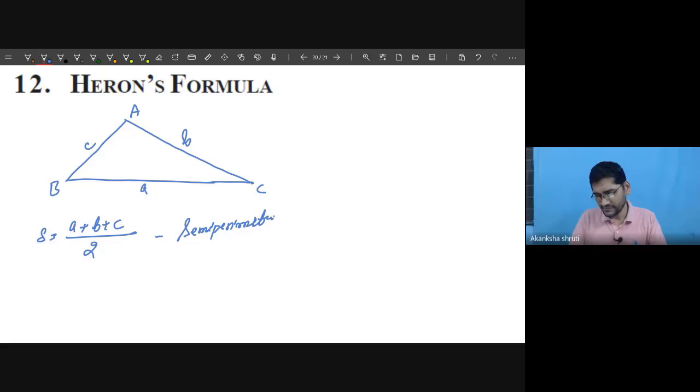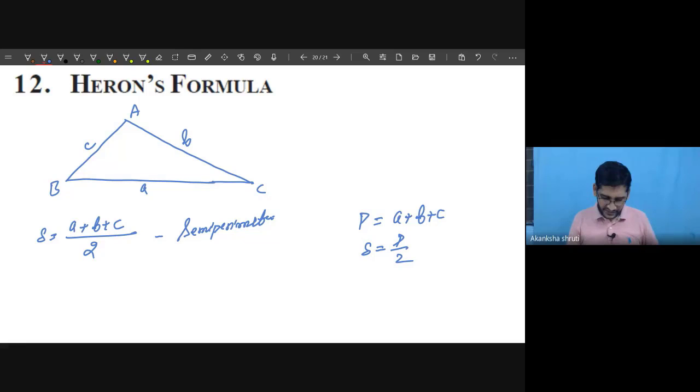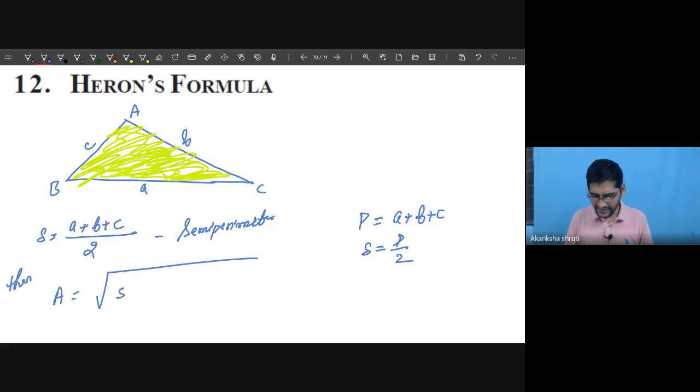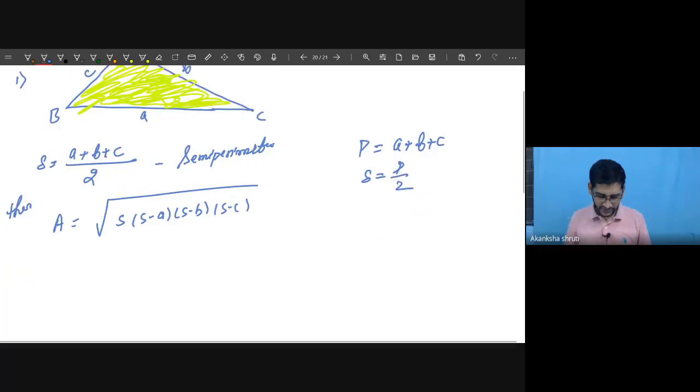Semi-perimeter. What is the perimeter? The perimeter itself is a plus b plus c only. So semi-perimeter is nothing but perimeter by 2. Then the area bounded, how much area it is going to bound, can be calculated by the formula under root of s(s minus a)(s minus b)(s minus c). So the very first thing that we need to keep in mind is this.